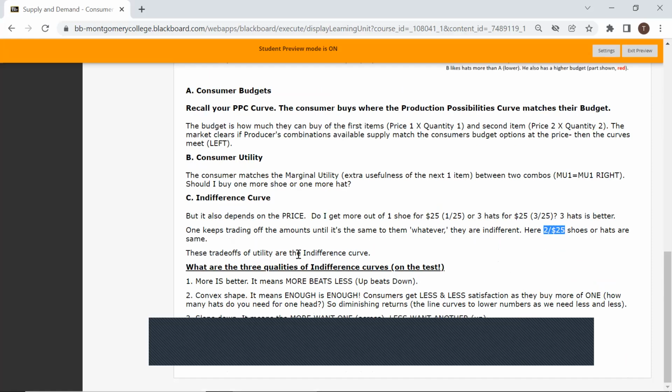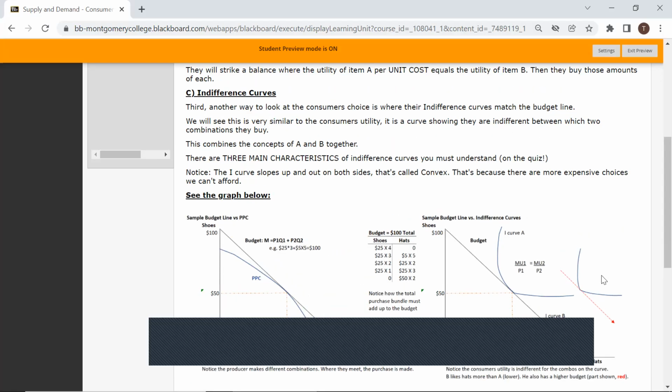So what are the 3 qualities of indifference curves that we need to know on the test? More is better. It means more beats less, up beats down. So this richer person, richer gal, she can buy more than this poor guy. And so she has a higher indifference curve. It's further out. This is up and this is up. Out, across to the right, is also up in terms of hats. So this is up and this is up. So further out, anywhere up here is going to be a higher indifference curve. More is better.